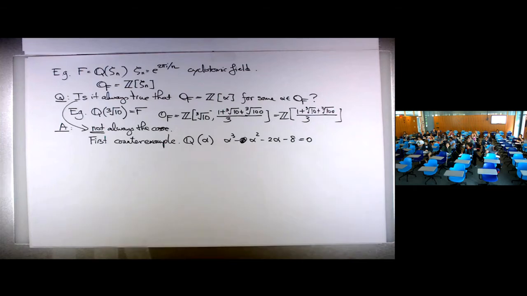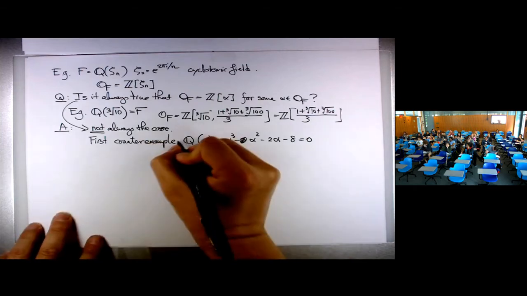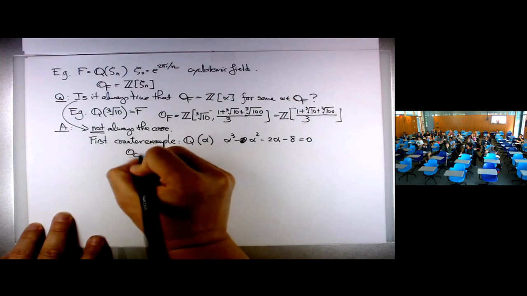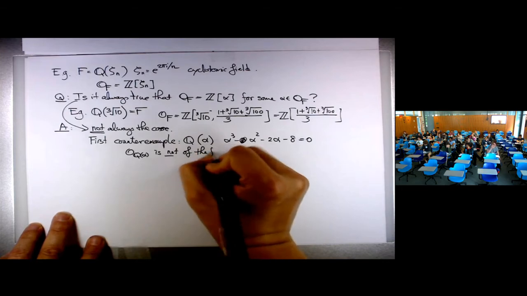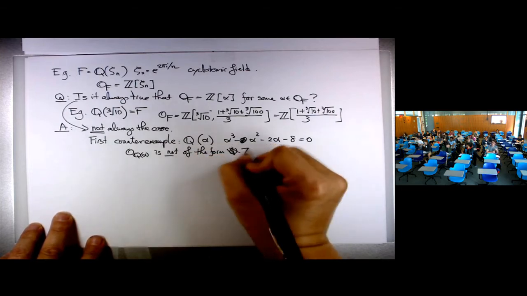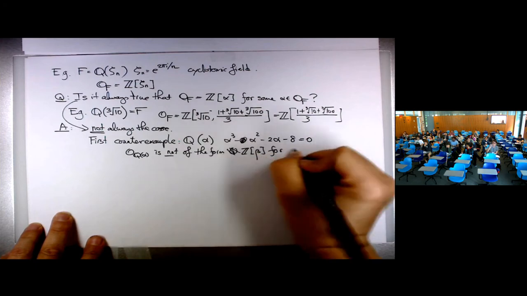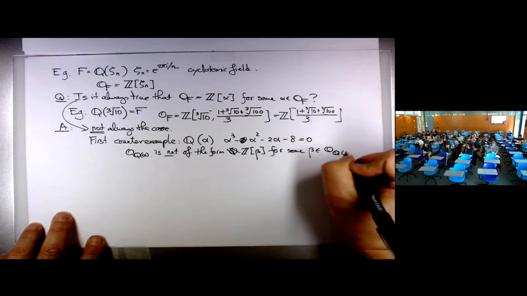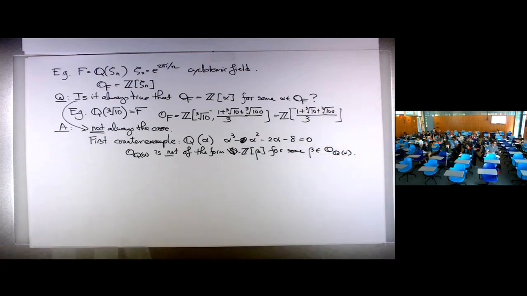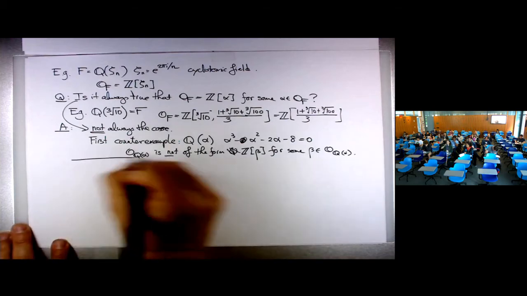And it turns out that for this one, let me call it OF, it is not of the form Z adjoin beta for some beta in this way. In the exercise, maybe for the next lecture or the one after, I'll give you a way to explain why this is not generated by one element. Okay, so that's not quite true.